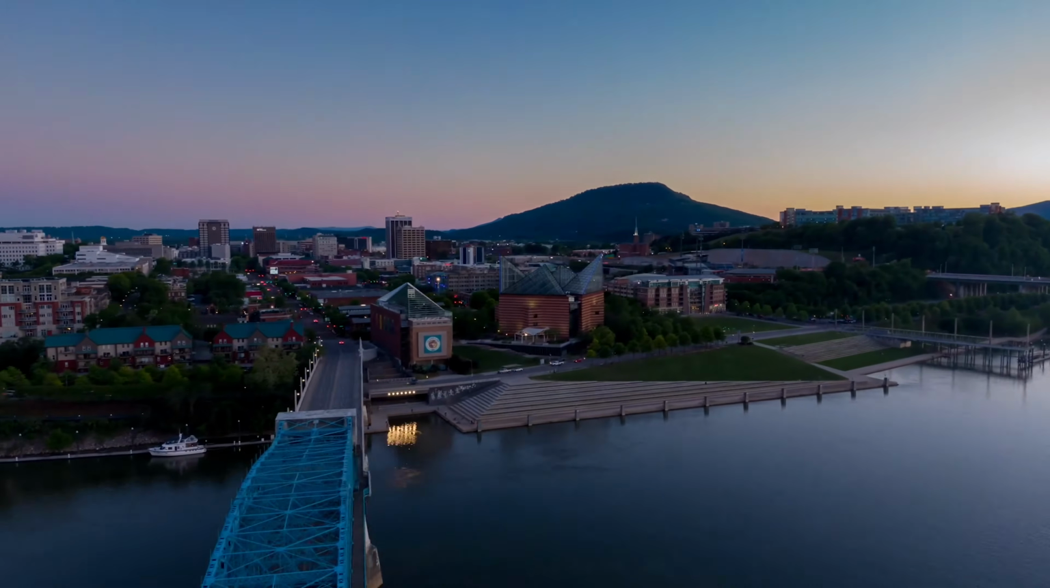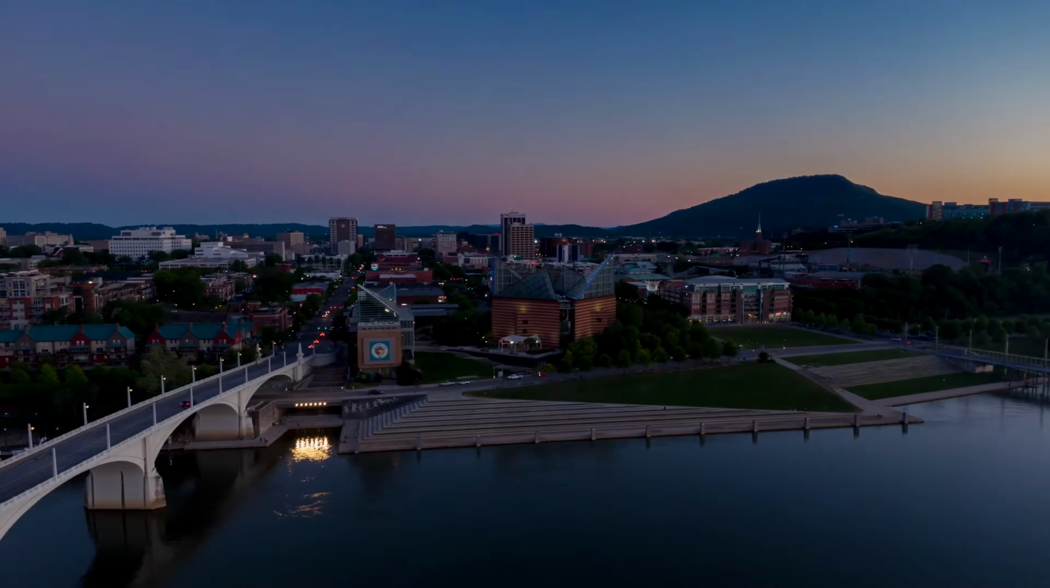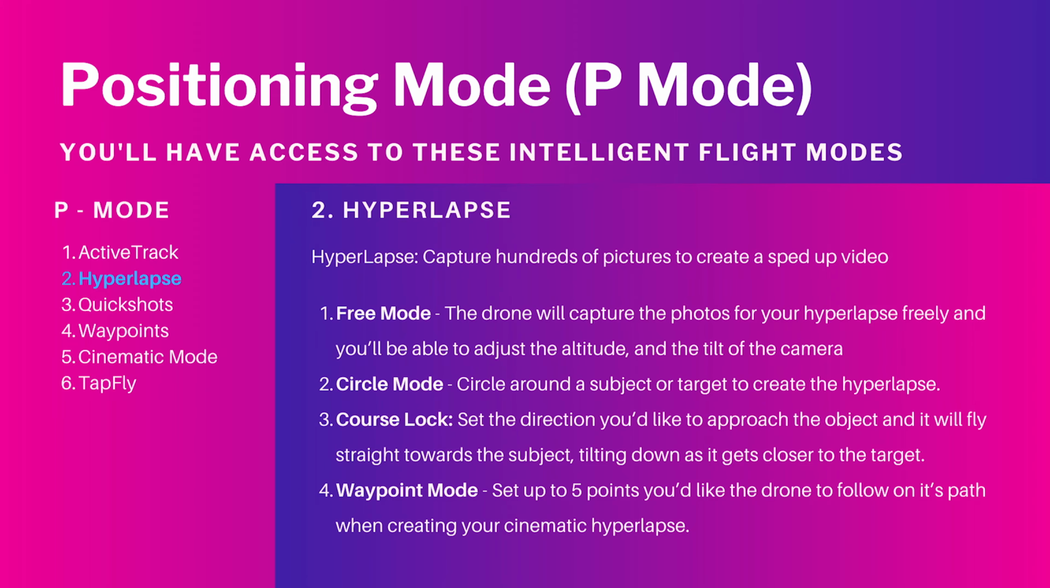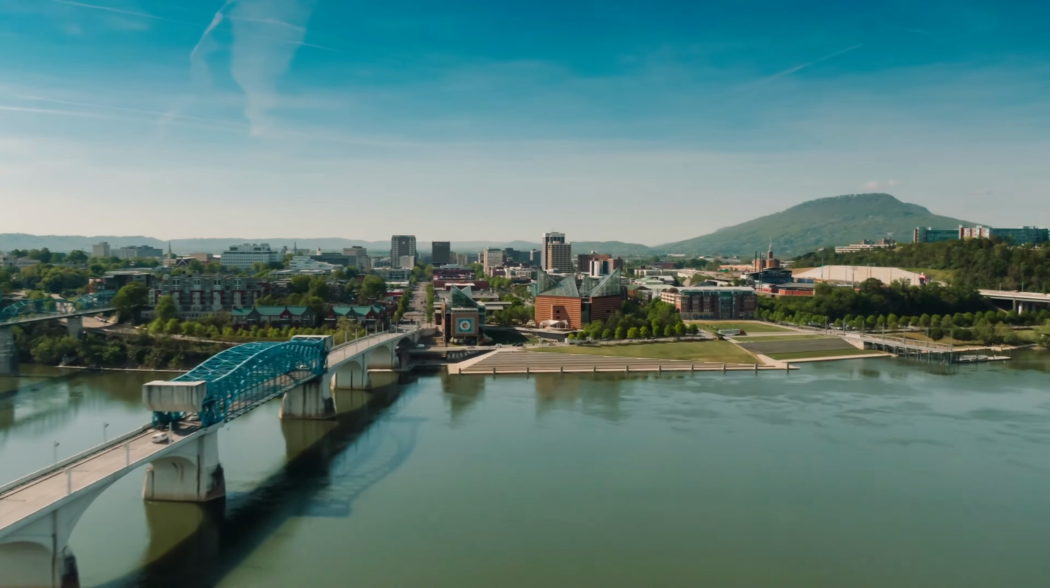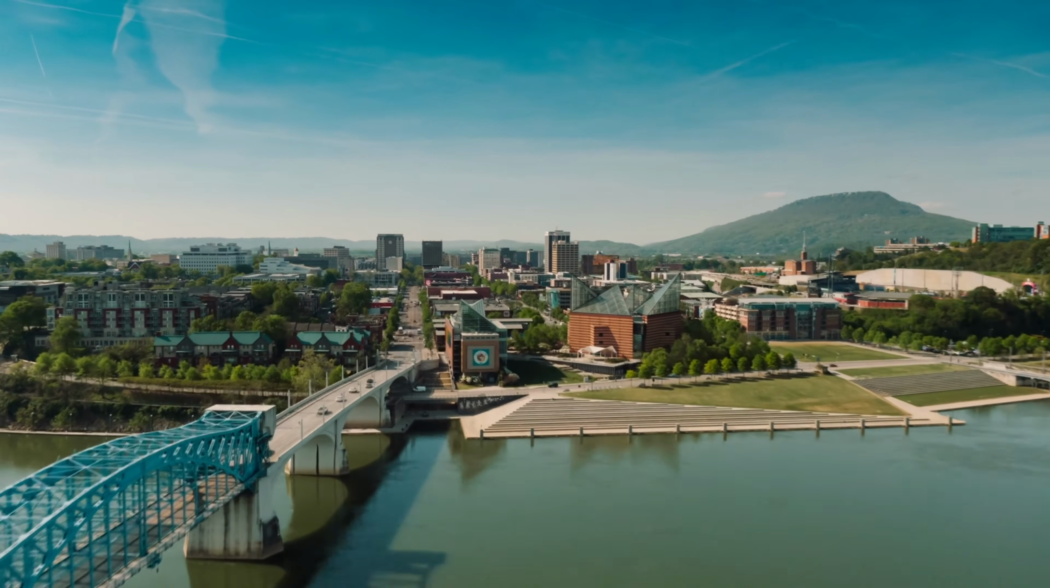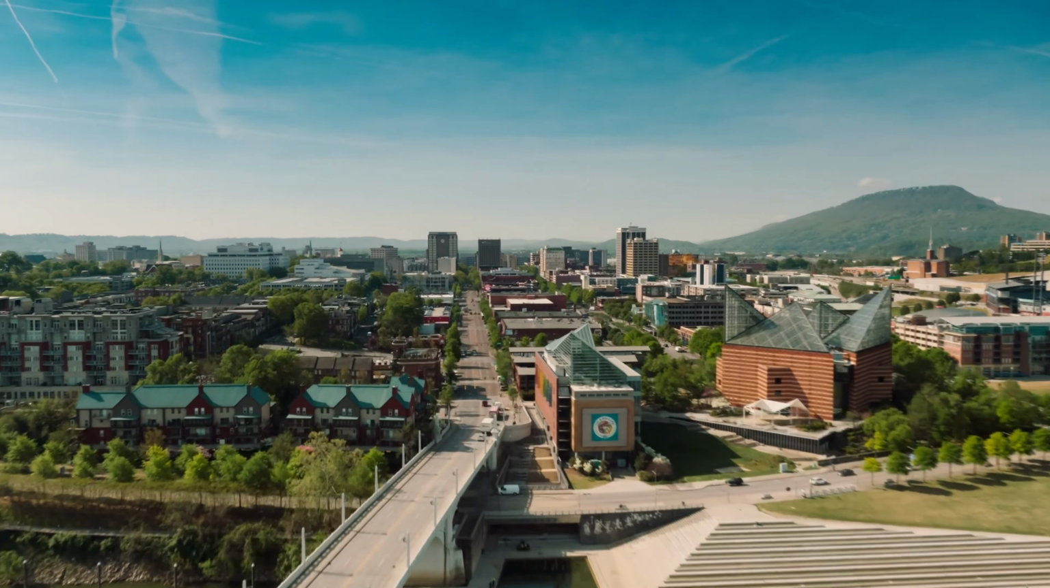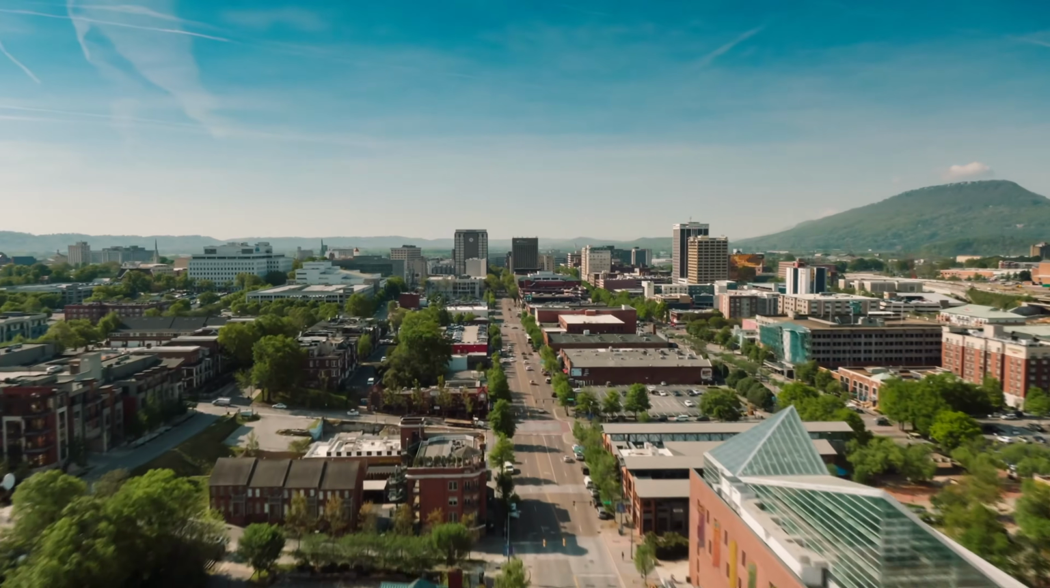In course lock, you'll lock in the drone camera on a specific object and then set the direction you'd like to approach the object, and it'll fly straight towards the subject, tilting down as it gets closer to the target. And waypoint mode, which will allow you to set up 5 different waypoints you'd like the drone to follow on its path while you're creating your cinematic hyperlapse.